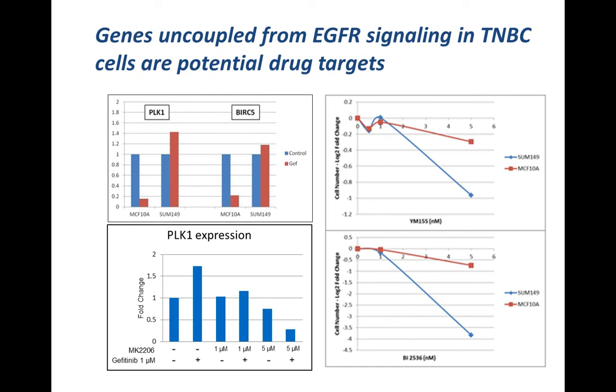And so the question was asked then, well, are these good drug targets in these cells? And you can see that because these cells express so much of this, that suggests they really need it to survive. And so if you inhibit it with a drug, you get some really effective cell killing. So it turns out that these SUM149 cells are really sensitive to drugs that target both PLK1 and BRCA5.